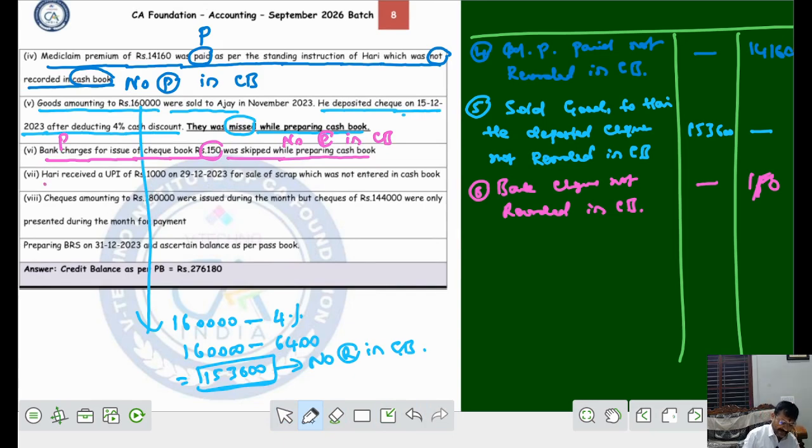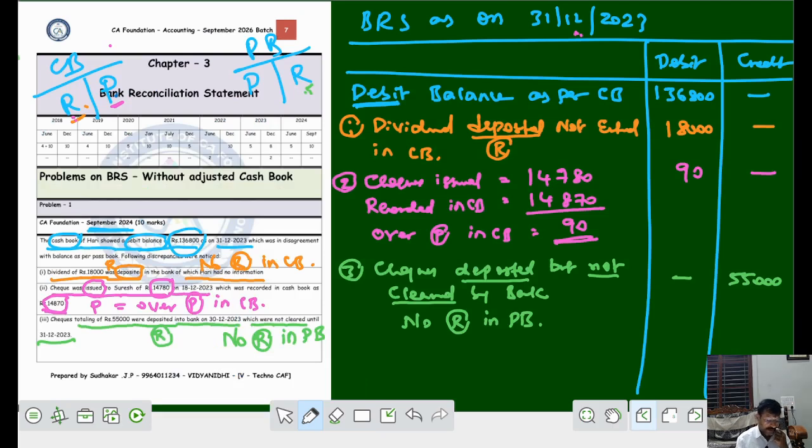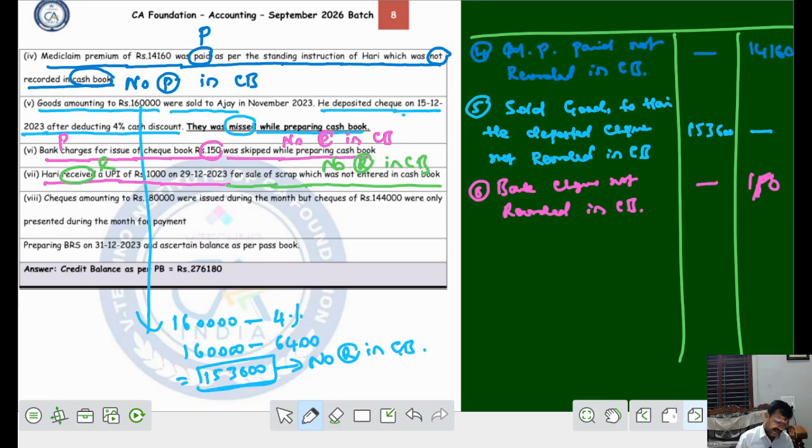Hari received UPI of rupees 1000 on 29th December. What did Hari do? Hari received means receipt for sale of scrap, which was not entered in cash book. See my dear children, every time I am showing you, no receipt in cash book means no debit in cash book. So what we have to do? Take it in debit side.